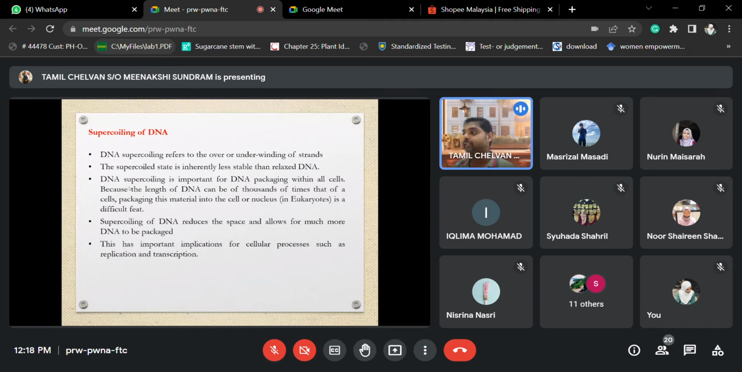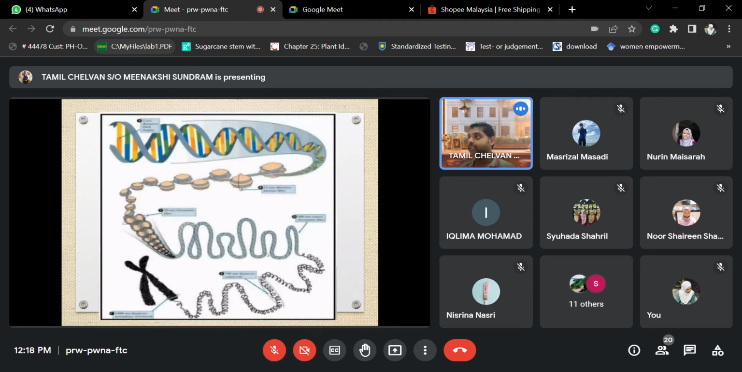Packaging this material into a cell or nucleus is a difficult feat. Supercoiling of DNA reduces the space and allows for much more DNA to be packaged. A lot more. This has important implications for cellular processes such as replication and transcription. Okay, this is how it is called. This is the DNA. Earlier we saw this is the primary structure, this is the secondary structure. Okay, Watson and Crick, then it coils together into a thread and so on, becoming secondary, tertiary, then quaternary, and then goes into your chromosomes.